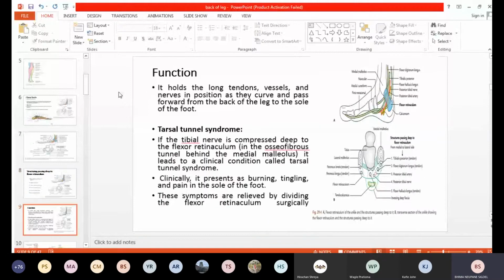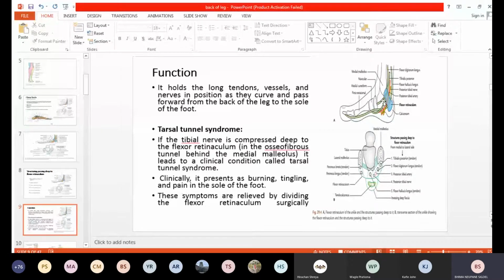Okay, now what is the function of this retinaculum? Everywhere the function of the retinaculum will be the same. Here also there are three tendons passing along with the nerve. So these will hold these tendons, arteries and the nerves in their position as they are. See, if they are coming downward and rolling down and passing on the plantar surface of the sole. So the main function is to hold the tendons in position. Okay, that is the function of the flexor retinaculum.